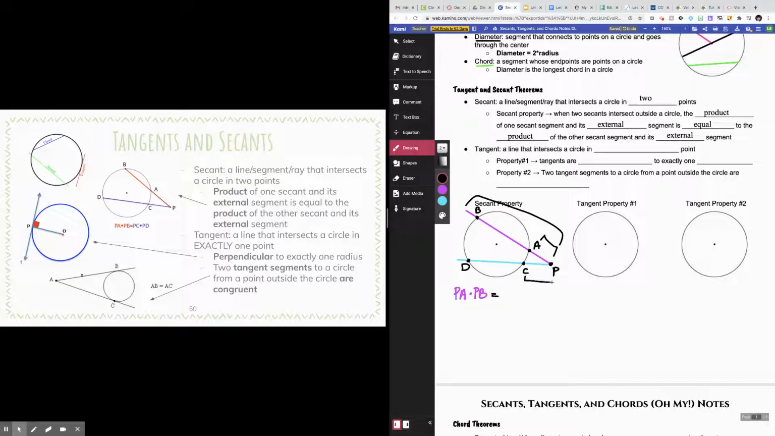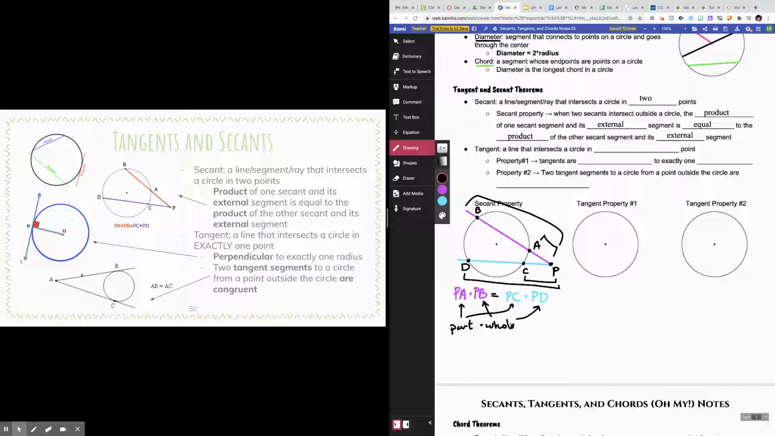that has to be equal to the same thing with the other secant. So if I multiply together the external part of the secant with the entire secant, those two things will be equal. So this is PC, the external segment, times the whole thing, PD. So it's essentially part times whole equals part times whole, right? That's essentially what's going on here, where you have part times whole equals part times whole, right? Part whole, okay? All right, so that is your secant property.